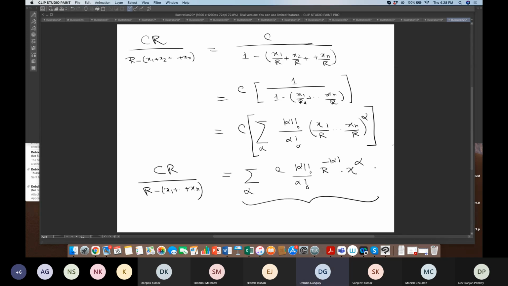You know that this is real analytic when mod x is less than r. So what will be the derivative now of CR by r minus x1 minus up to xn? Since this is real analytic, we know that the d alpha is also a real analytic function. That means the derivative will go inside. We all know this theorem, we have done it. What will be the d alpha? If I take the d alpha, what will be the right hand side?